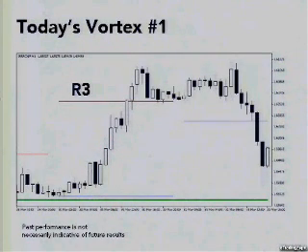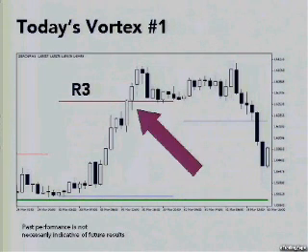Here's today's Vortex Trade number 1, first example. This is the pound Swiss, it's my favorite currency pair. And on this particular day, the pound Swiss rose up and touched R3. You see it right there. It touched R3. For me, this means that something exceptional has happened in the market. Something extraordinary has occurred in the market.